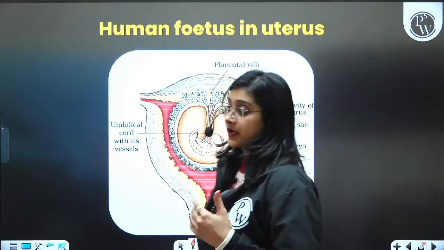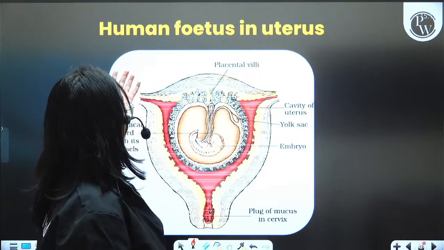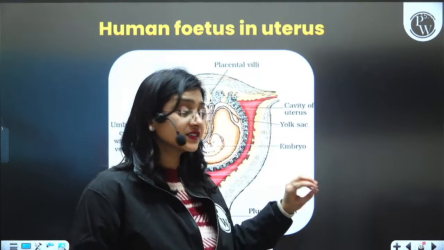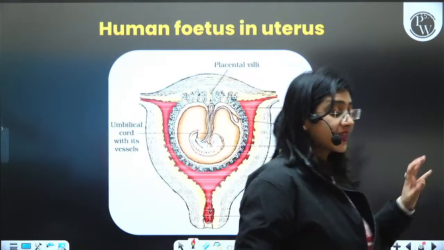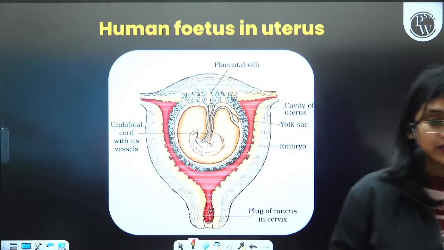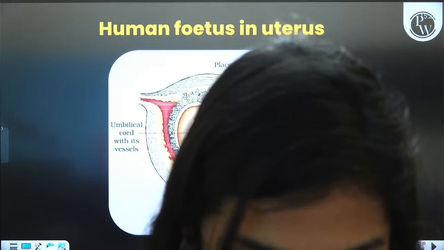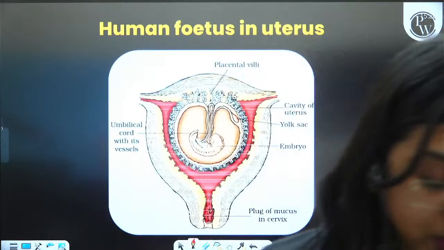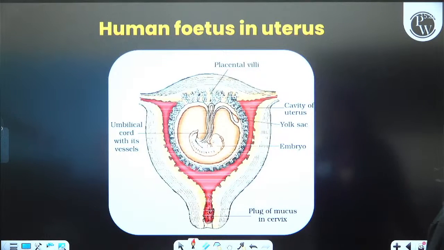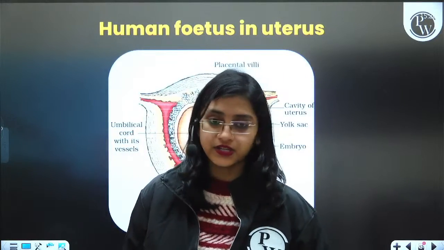And again, a question was asked: human fetus in uterus. This is the first time that they have asked to draw the human fetus in uterus. That's why I was saying gone are those times where they used to ask questions like draw the male reproductive system, female reproductive system, mammary gland. No, gone are those days.